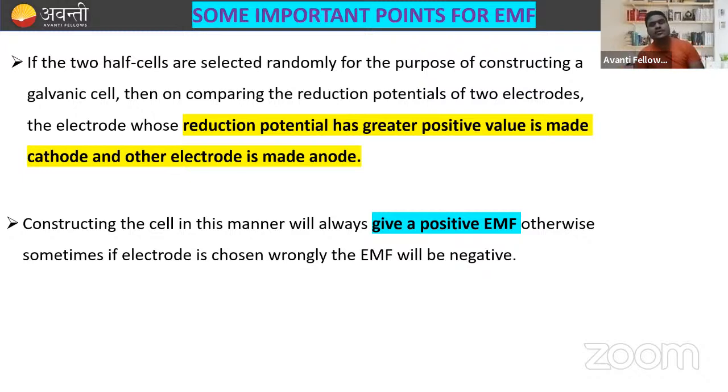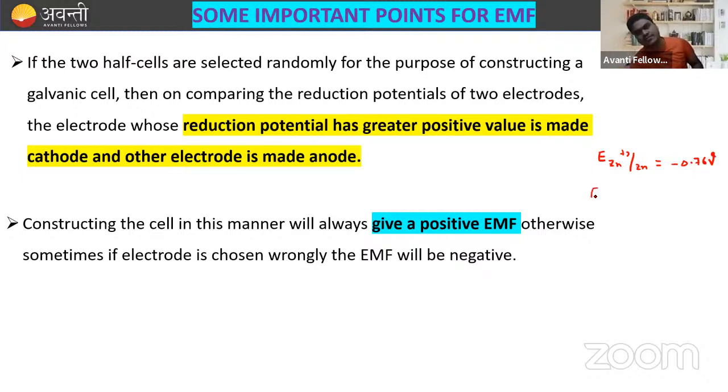So basically, the important point here is that the electrode whose reduction potential has a greater positive value is made the cathode. Always remember this. Let me explain with an example. Let's say we have zinc, that is Zn2+ and Zn. This is called the reduction potential. Reduction takes place: Zn2+ to Zn0. Here the value is 0.76 volt.